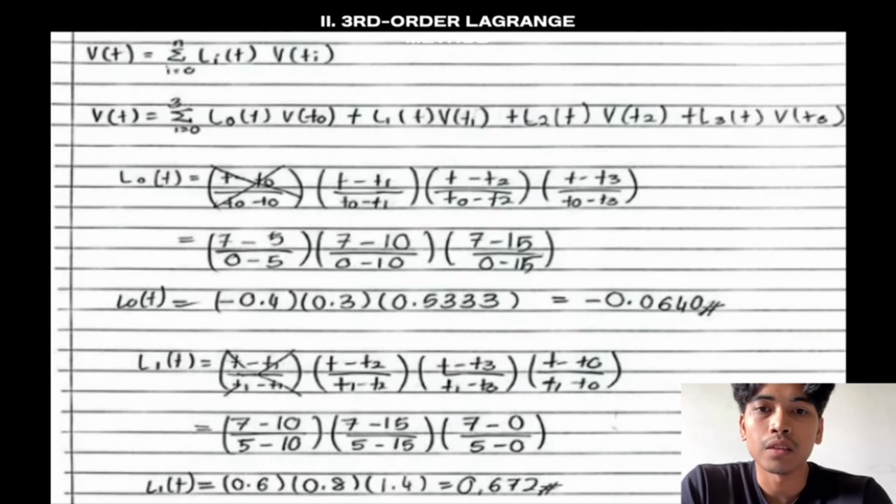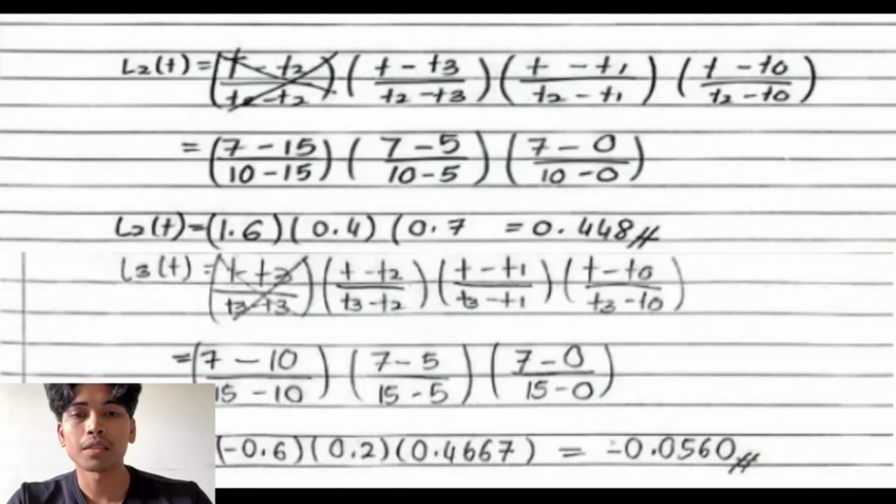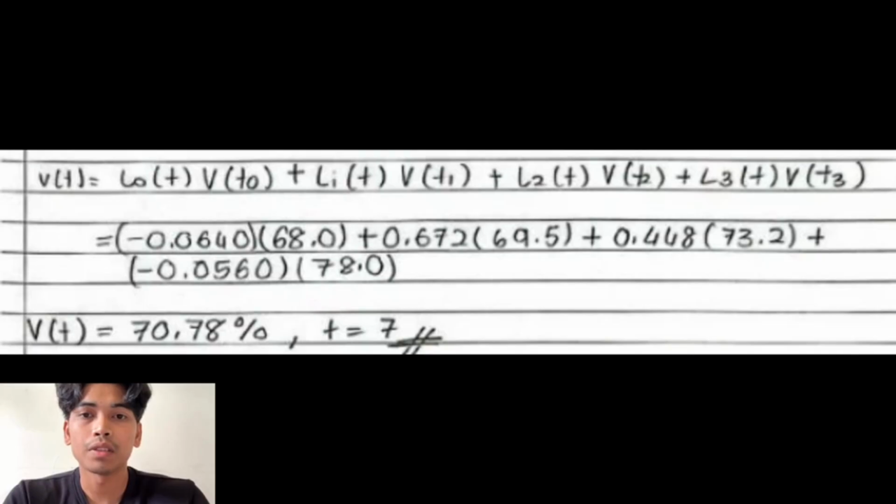So for L0(T), the answer is negative 0.06640, and the value for L1 is equal to 0.672. Next, the answer for L2 is 0.448, and the last one, L3, is negative 0.0560. After we get all the L0 to L3 values, we put them into the V(T) equation, and we will get the final answer for V(T) equal to 70.78 for T equals 7.